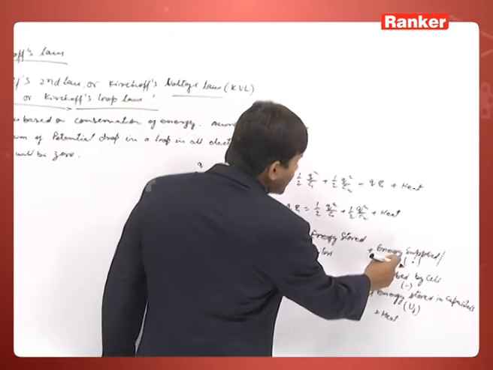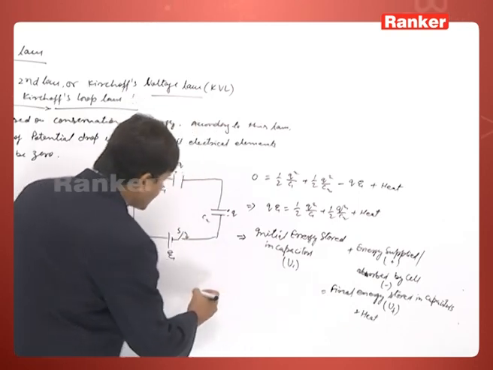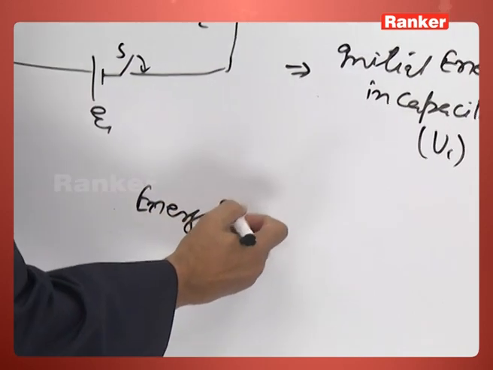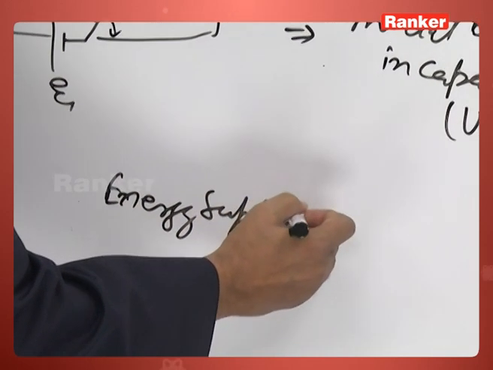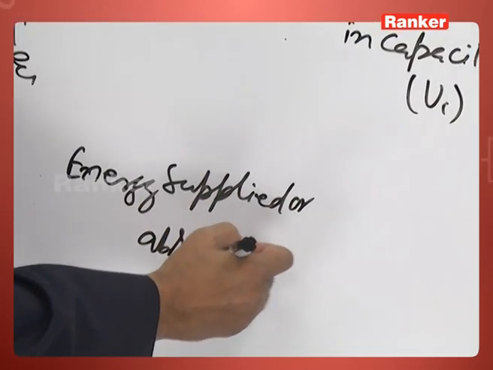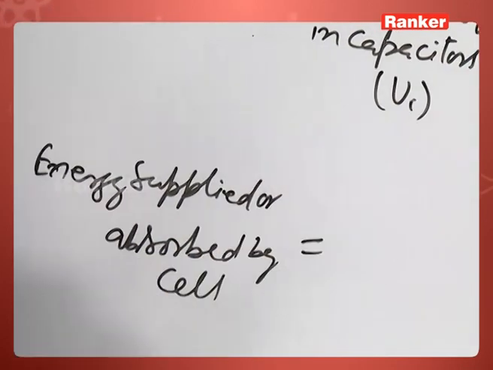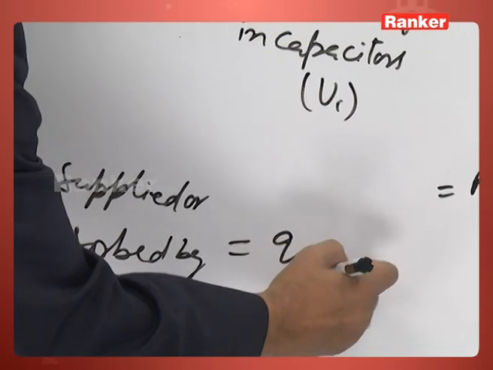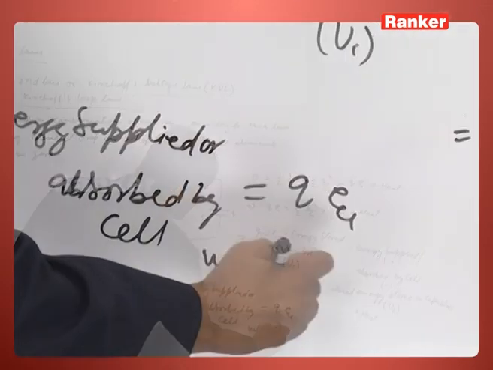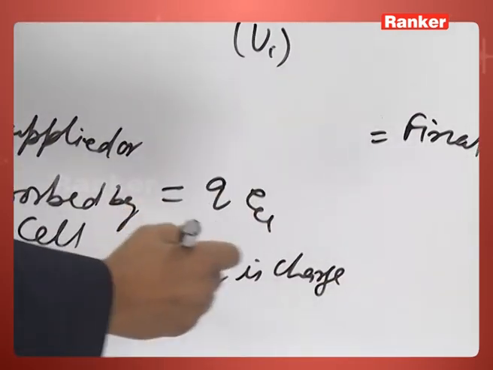And how to calculate energy supplied or absorbed by a cell? That we can calculate by the work done by the cell. Energy supplied or absorbed by cell is equal to Q into EMF, where Q is the charge that passes through the cell.